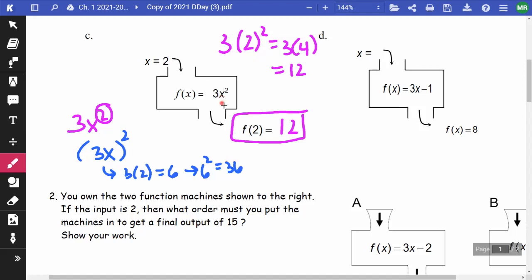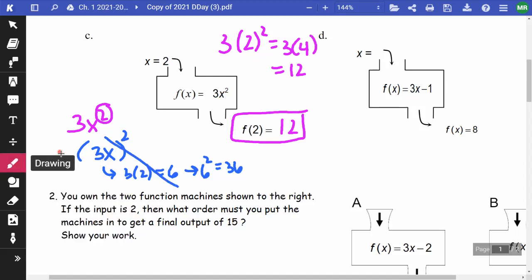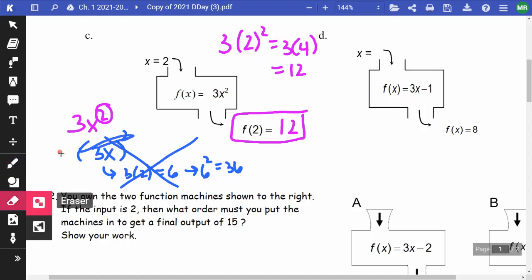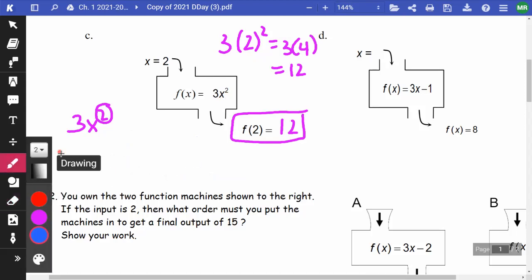So again, this 3x squared, the x is being squared, and then it's timesing with 3. If we were to take the 3 times 2, they would have written it like this, where the 3x is in the quantity being squared. So this one here is a no, we're not doing that. Okay. So let me erase that. Okay, so just understand the difference between those two.